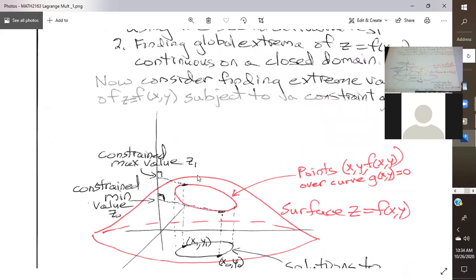Then the second case was, suppose you want to find the maximum or minimum of the whole function. Maybe it's a whole mountain range. You want to find the top of the highest mountain. That's finding an absolute or global maximum. Or you could look for the bottom of the lowest valley, the global minimum.